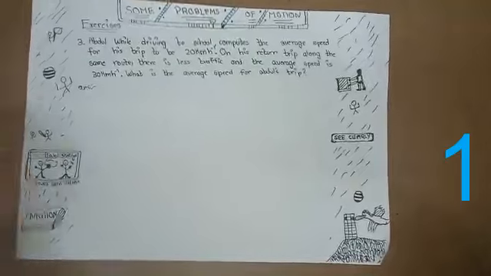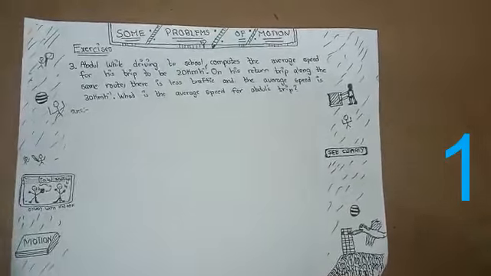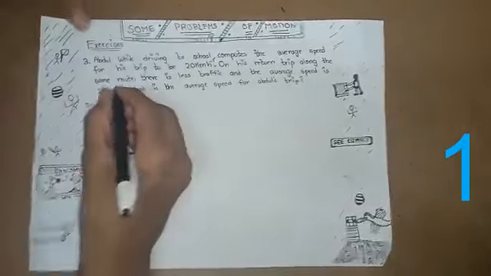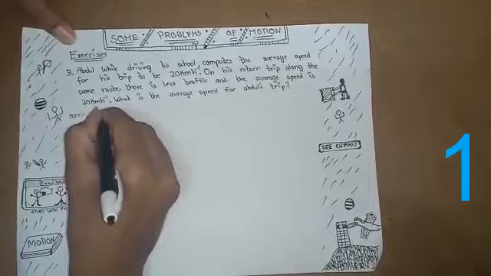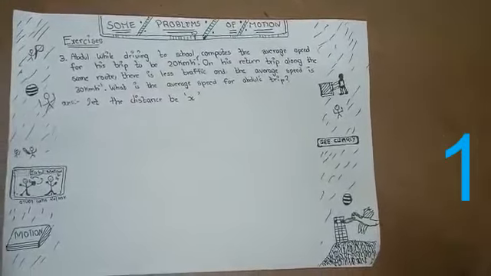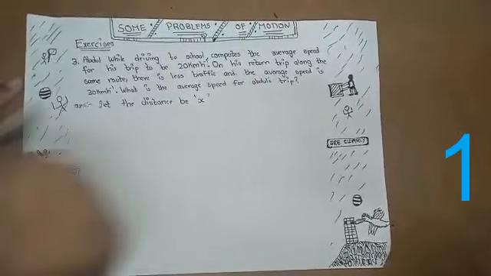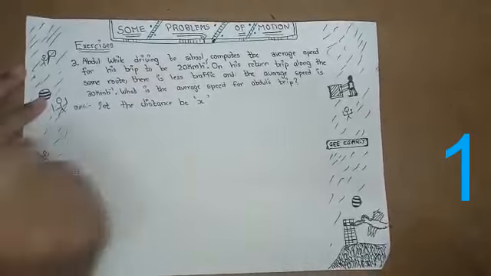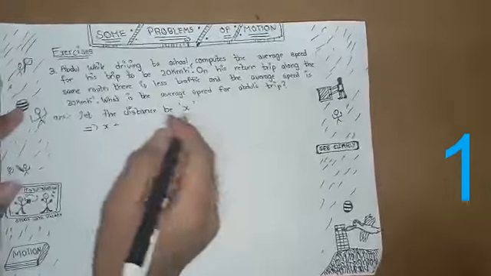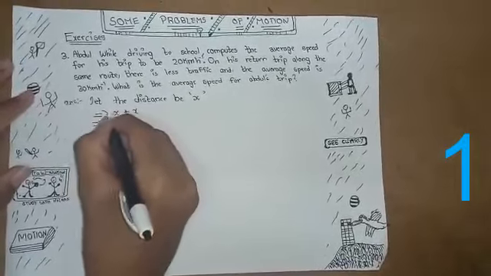Now with the same trip, they're asking us the average speed. So let us take the distance traveled by Abdul as x. As she has traveled the same route, that means the 2 times the same distance, so the distance becomes x plus x equals 2x.